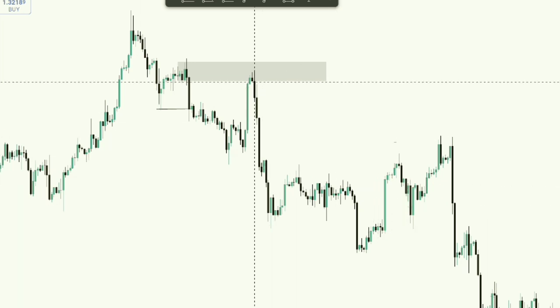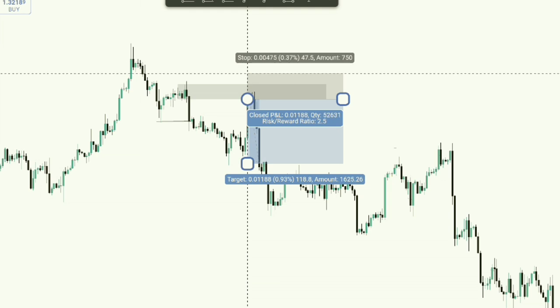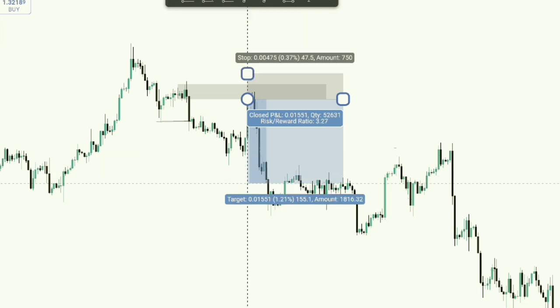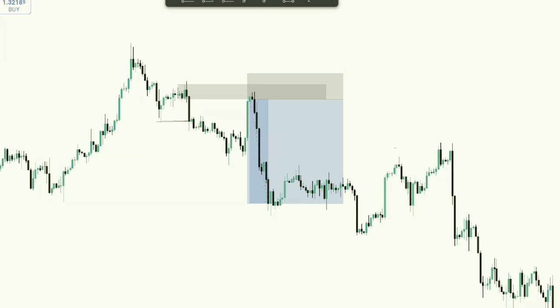So I would have entered here, put my sell here, and then I'll put my stop loss above this particular high and put my take profit below this particular low. I would have hit profit on this trade. You see, this would have been a profitable entry.